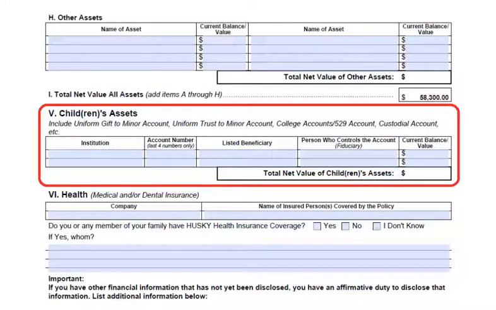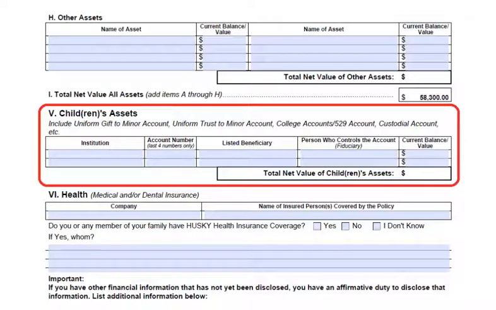Section Roman numeral 5, Children's Assets, deals with any financial assets of your child or children, should you have any. These assets can include savings accounts, college funds, trusts, and insurance policies. In the first column, enter the bank or institution holding the account. In the next column, labeled Account Number, enter the last 4 digits only of the policy account number. For your own and your child or children's protection, do not enter the entire policy account number.